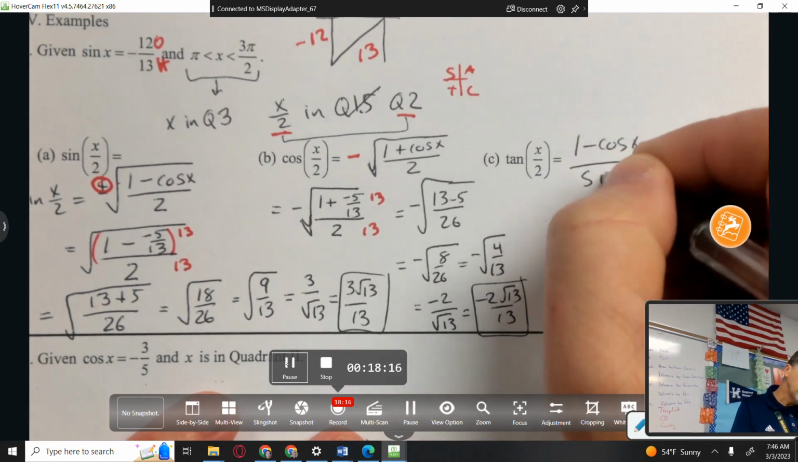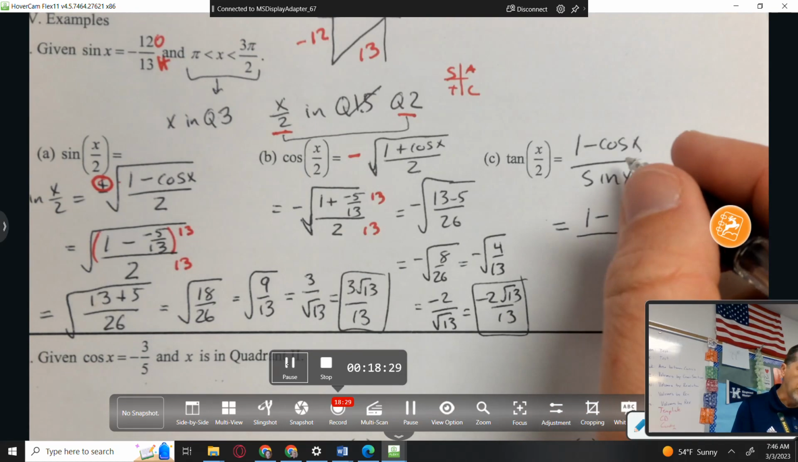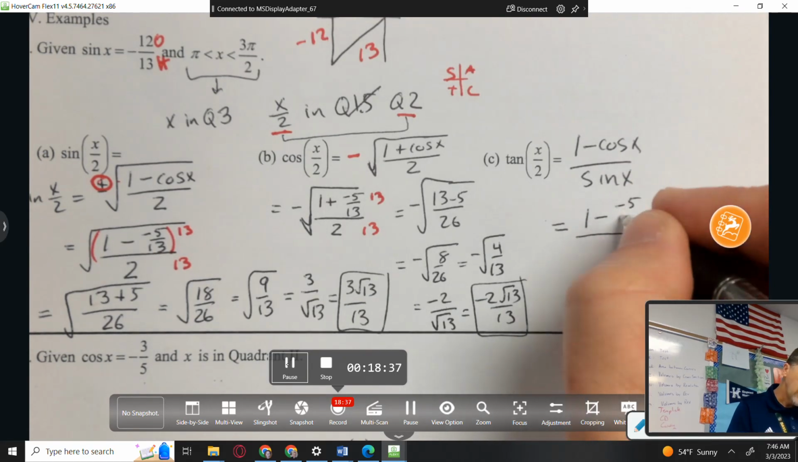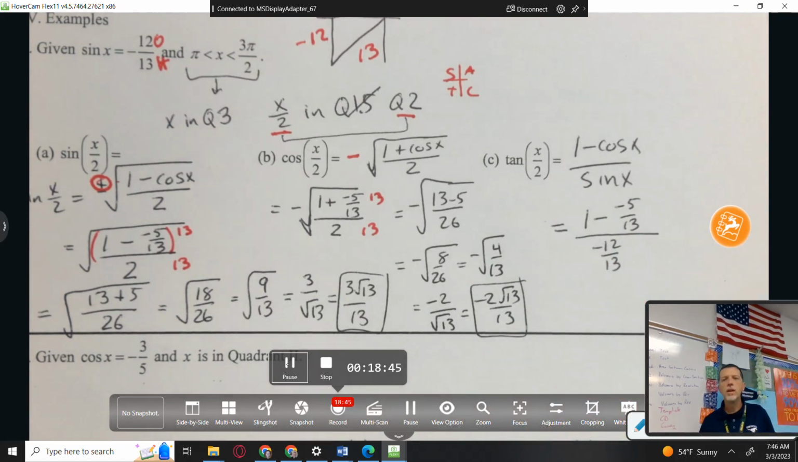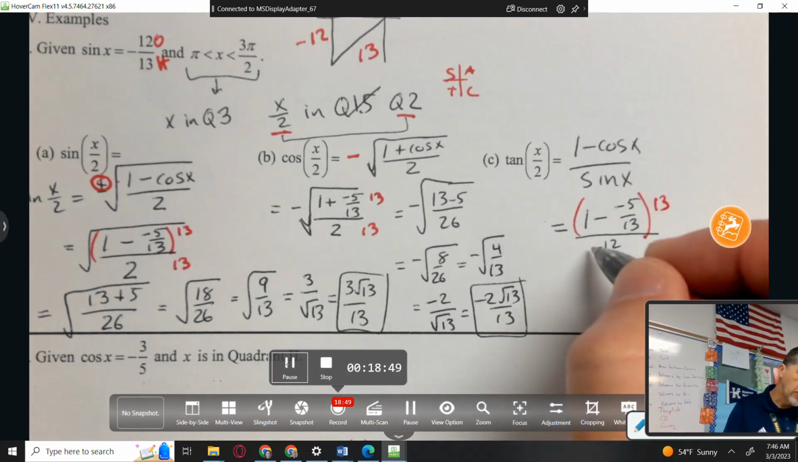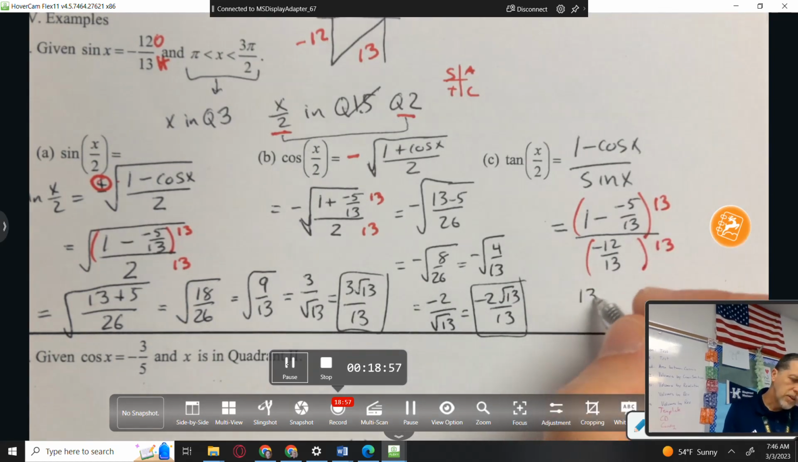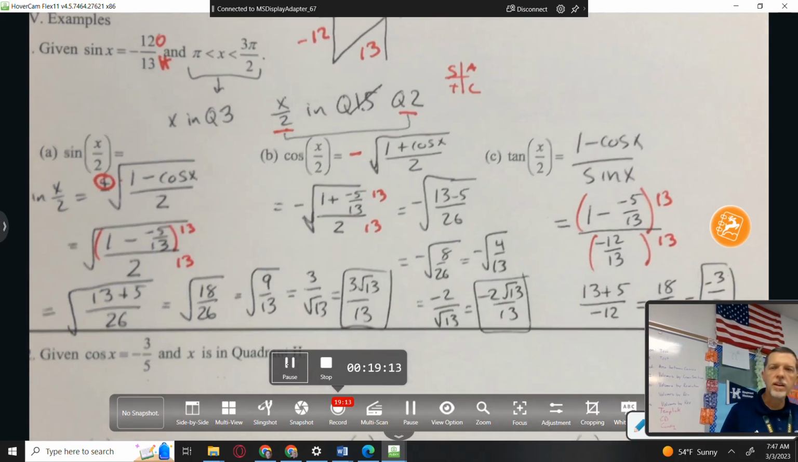Tangent: 1 minus cosine x over sine of x. So I don't have to worry about simplifying square roots. I don't have to worry about picking a sign, a plus or minus. So once in a while, probably this is the only place where the tangent formula is easier than the sine and cosine formula. So 1 minus negative 5/13 over negative 12/13. So let's clear the 13s. So that would be 13 plus 5 over negative 12. 18 over negative 12. It's negative 3/2.